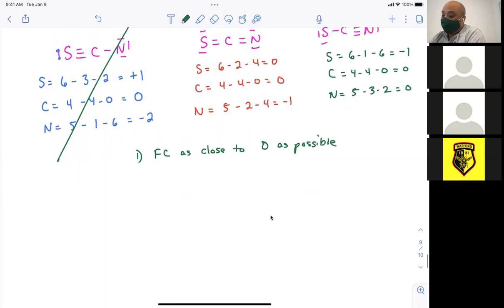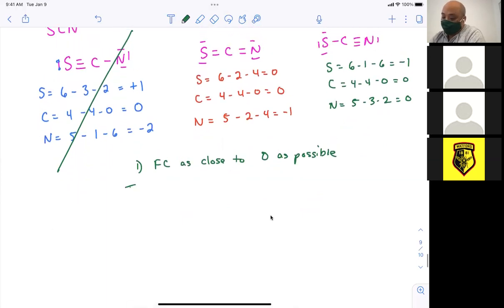Okay, the tiebreaker is the negative charge is on the most electronegative atom.